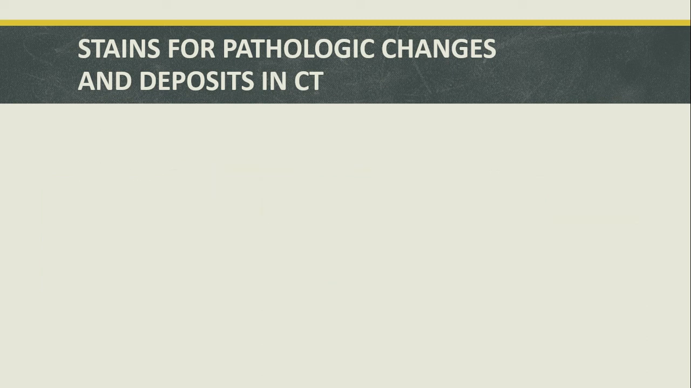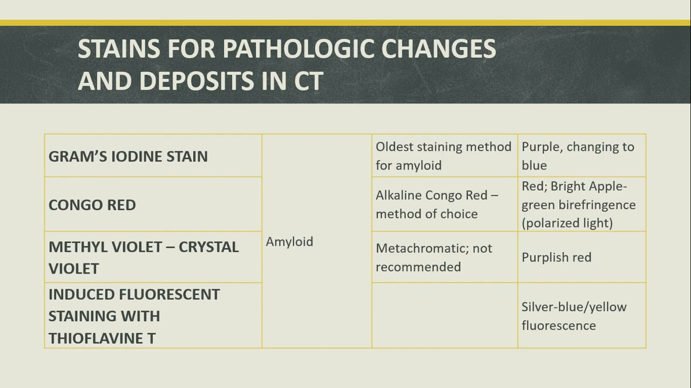Next are the stains for amyloid, which are Gram's iodine, Congo red, methyl violet crystal violet, and induced fluorescent staining with thioflavin T. Gram's iodine is considered the oldest staining method for identifying amyloid deposits. Congo red, on the other hand, is the method of choice. To be more specific, alkaline Congo red is the method of choice for amyloid determination.